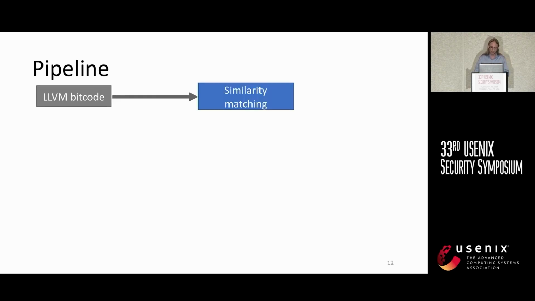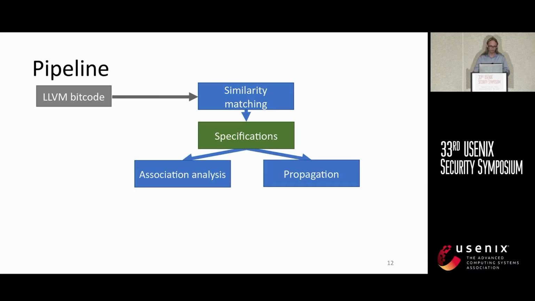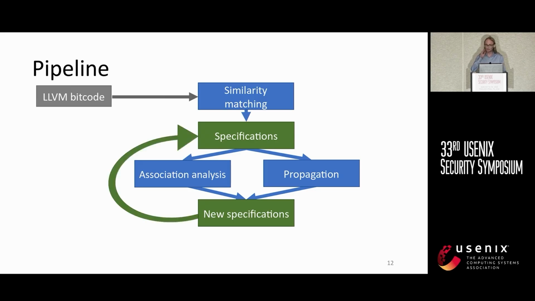We perform the similarity matching that creates an initial set of specifications. Then we apply the two techniques that we've discussed, and that will give us a new set of specifications. Then we repeat the process until we eventually reach a fixed point, and once we have the specifications, we can use that to detect violations thereof.